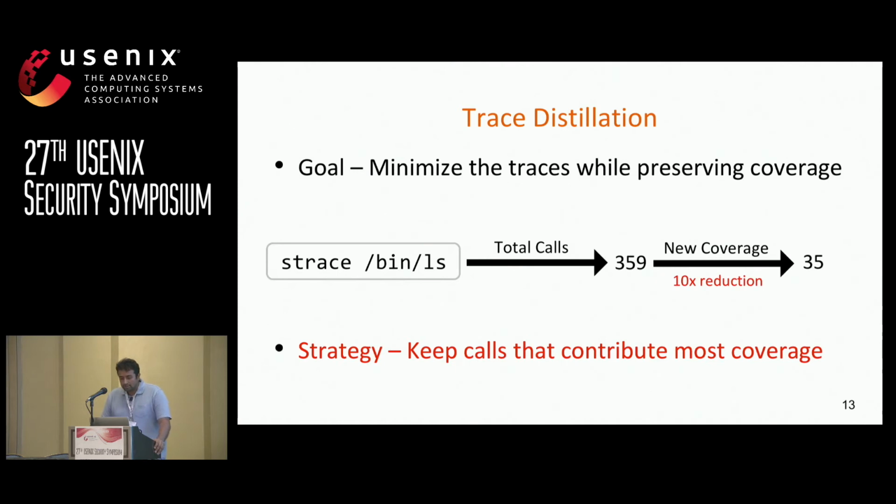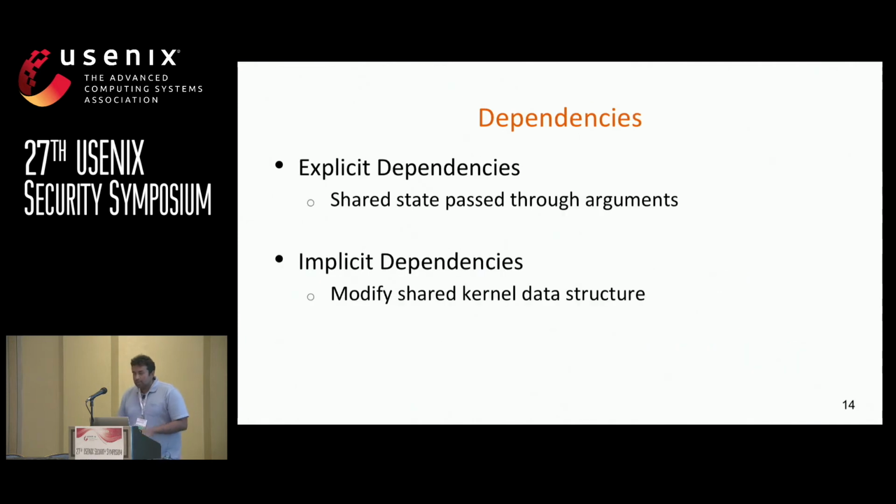So our initial strategy will be to keep the calls that contribute the most coverage using a greedy heuristic, and then also include their dependencies so that their behavior remains unchanged. MoonShine tracks two different classes of dependencies, explicit and implicit dependencies, and these are the dominant ones in our traces. Broadly speaking, you can think of an explicit dependency as a case where shared state is passed through the system call arguments, and an implicit dependency as a case where a system call affects the behavior of another call by modifying some shared kernel state.